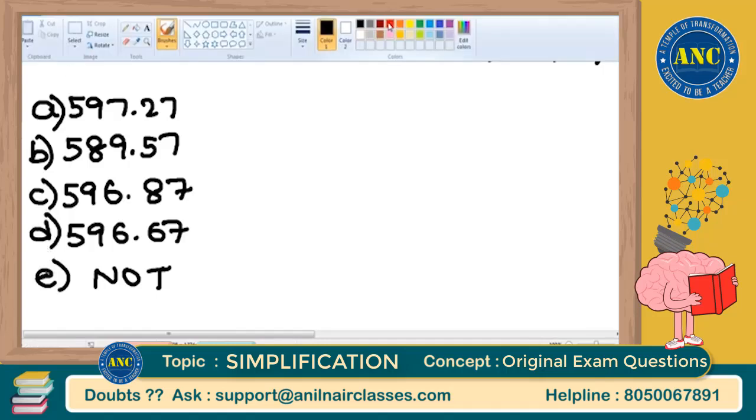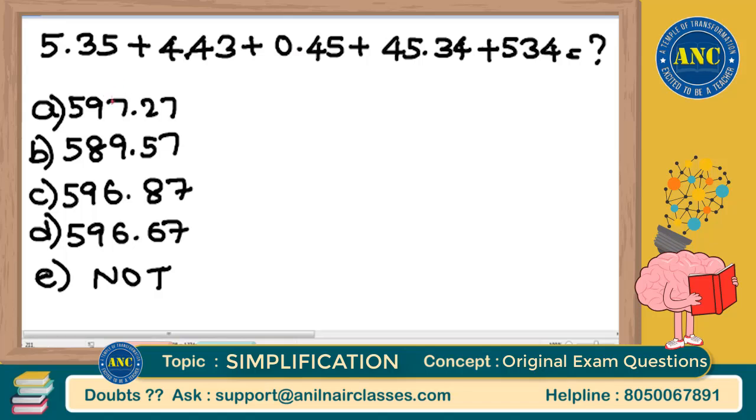All the answer options are in the range of 596, 597. Only one answer option is in the range of 589, right? Now let us find the whole number part initially.